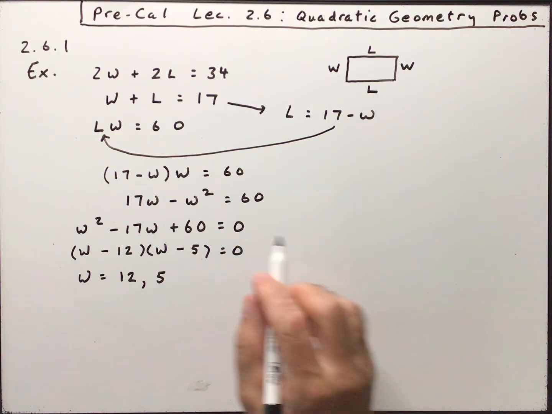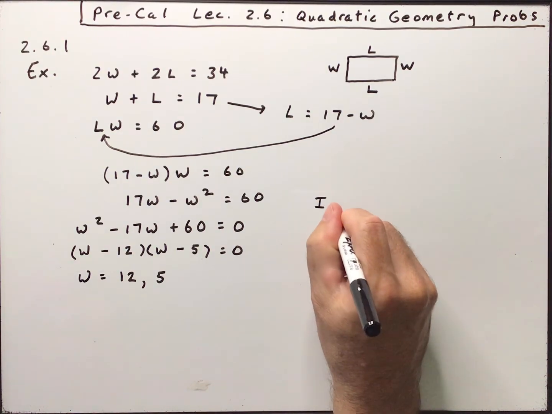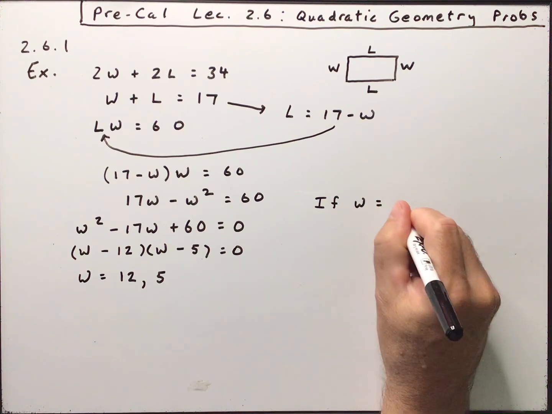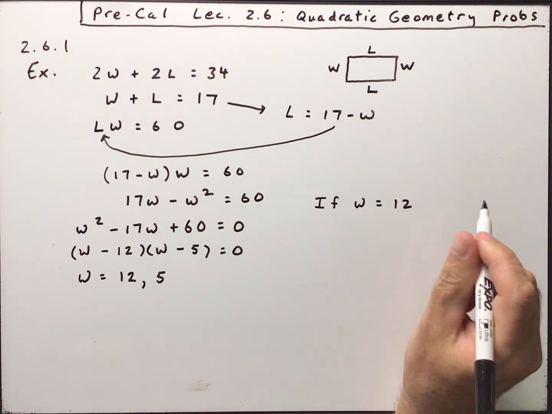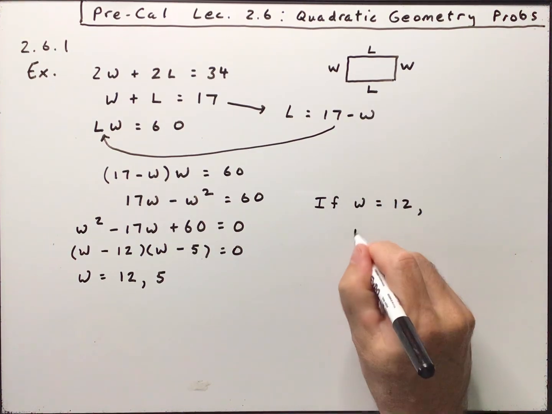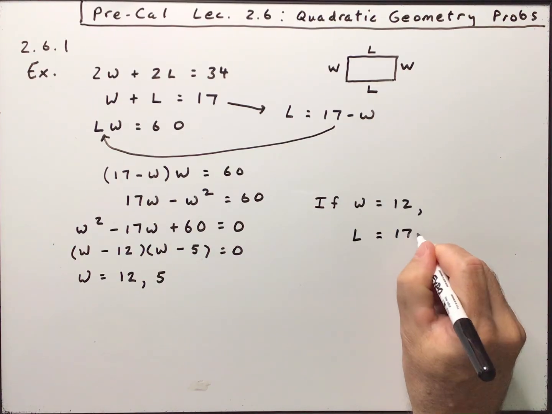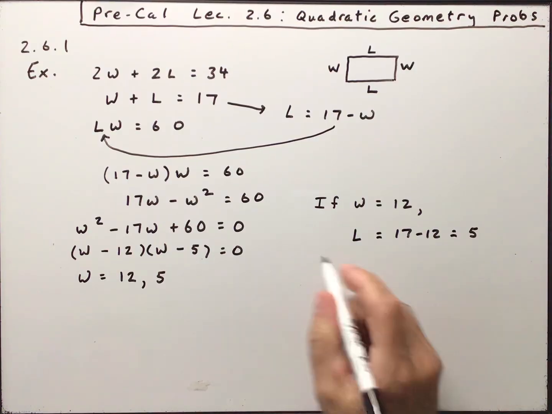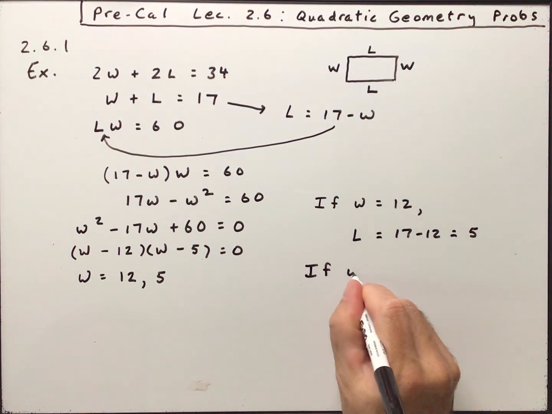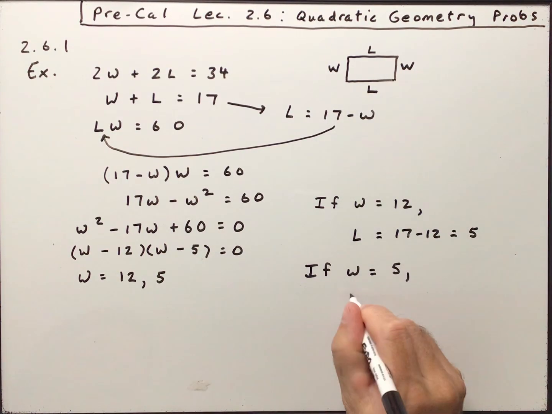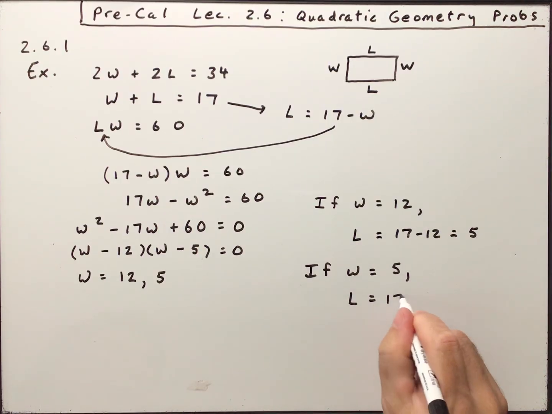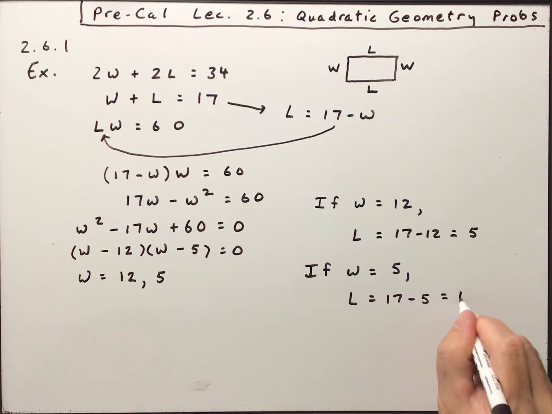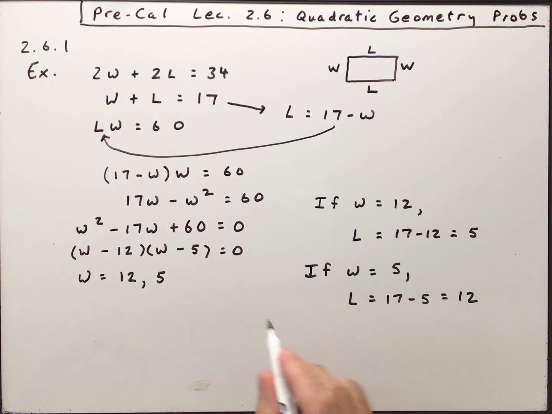Okay, so if W is equal to 12, then I know that length is equal to 17 minus 12, which is 5. Okay, and if W is equal to 5, then length would be 17 minus 5, which is equal to 12. So ultimately what it's saying is this room is 12 feet by 5 feet.